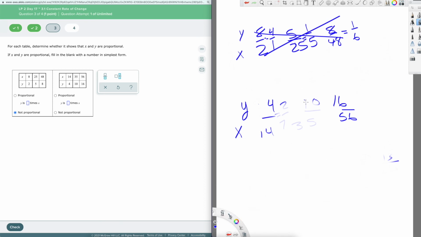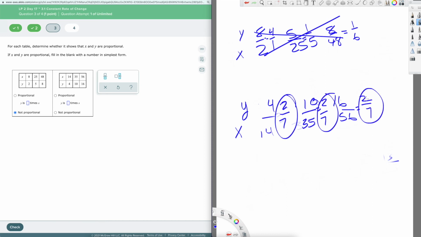10 over 35, so it's a little better there. So I can divide by 5, right? 10 divided by 5 is 2. 35 divided by 5 is 7. And then with this one, if I'm trying to aim for 2, I'm going to divide by 8. So 16 divided by 8 is 2. 56 divided by 8 is 7. Ooh, so we got our proportion there.